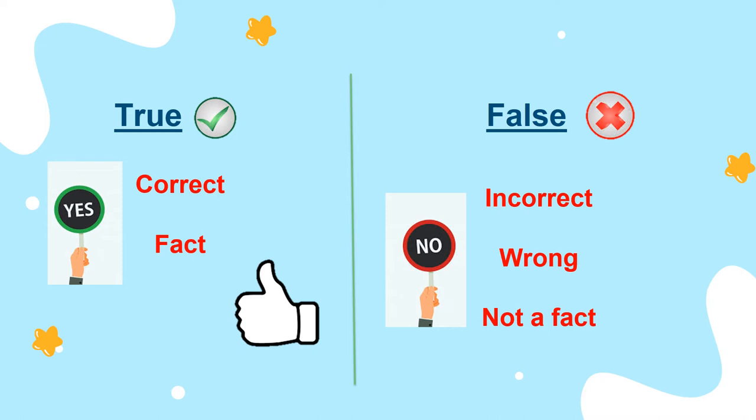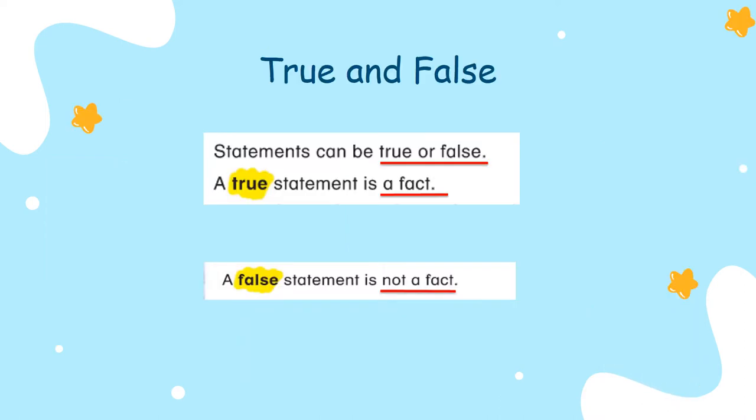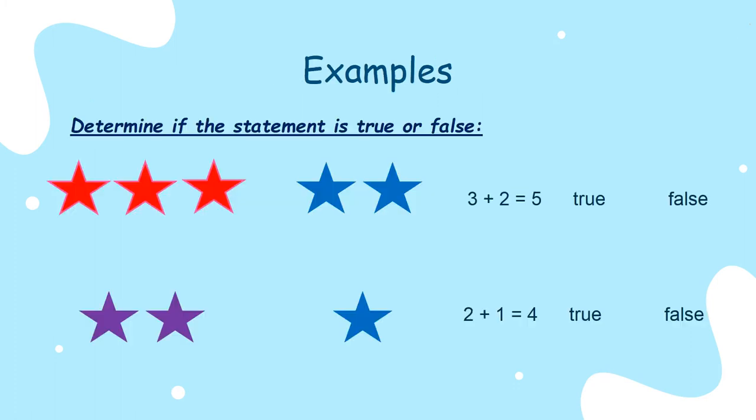Let's see more examples. I have two different examples here. Let's read the question. Determine if the statement is true or false. Remember, true means correct and false means wrong, okay? So, they gave me a number addition sentence here and we need to check if the statement is true or false.